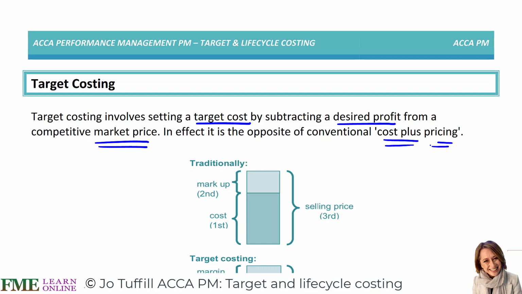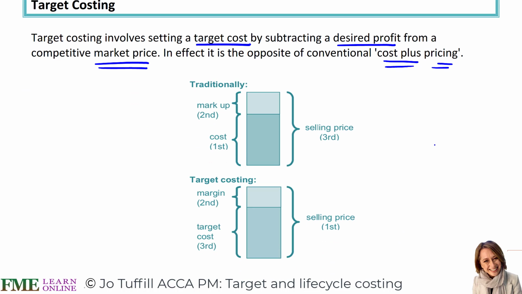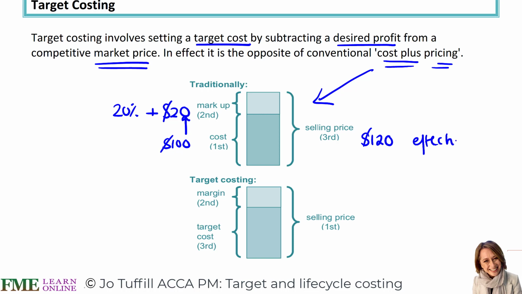Here's a diagram to show you how this works. With traditional cost plus pricing, we first look at the cost. Let's say that cost is $100. We would then add a markup, number 2. If we added a markup of 20%, we would be adding on $20. Thirdly, that therefore sets the price at $120. Effectively here, 120%.